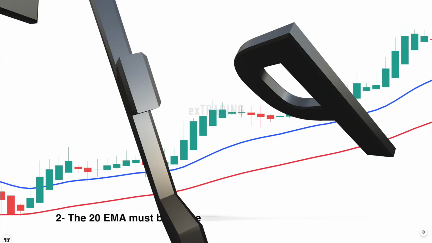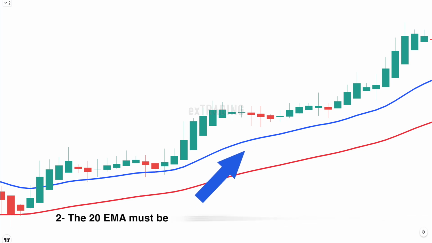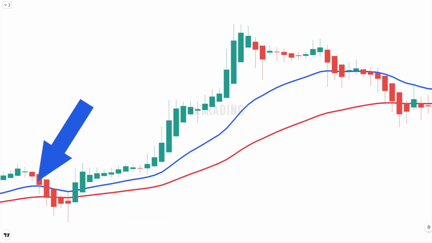Step number 2. The 20 exponential moving average must be above the 50 exponential moving average in the higher time frame. Step number 3. Go to the lower time frame you're trading on. The 20 exponential moving average must also be above the 50 exponential moving average.